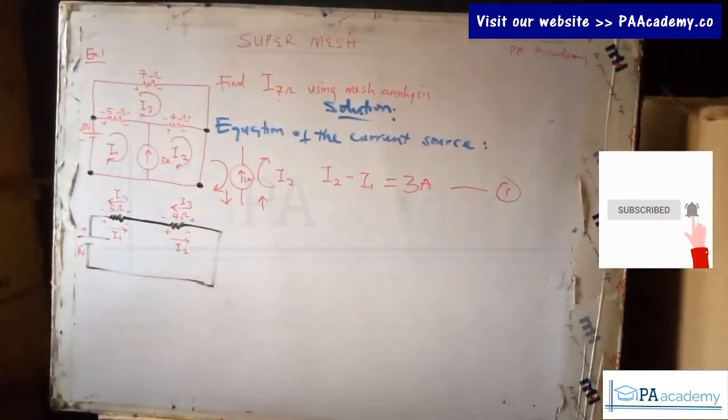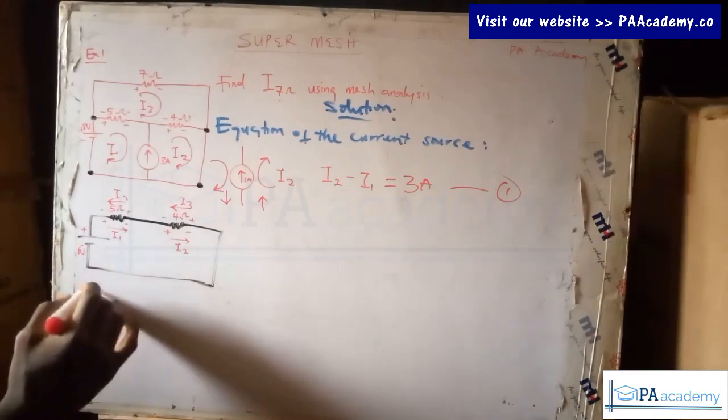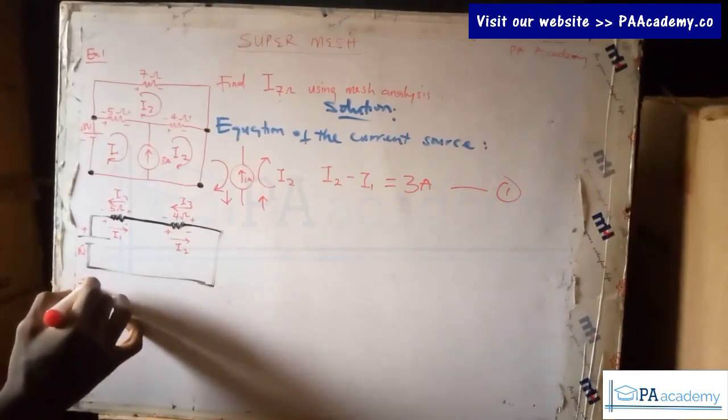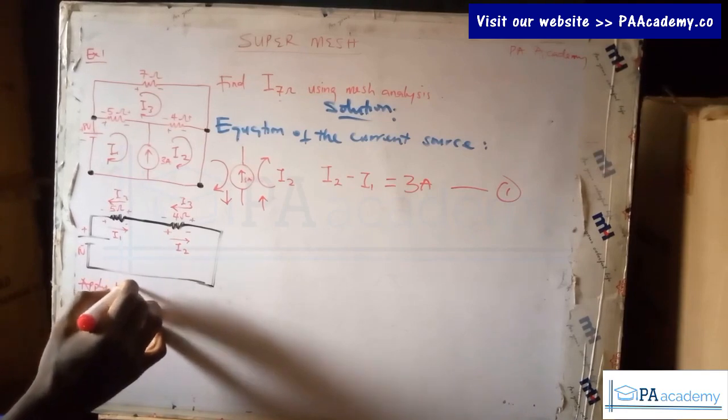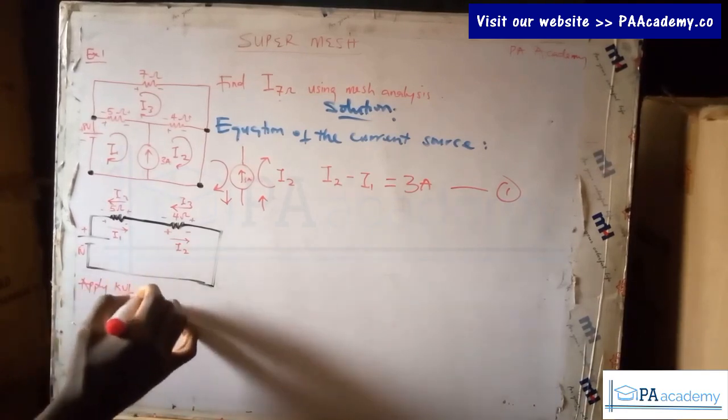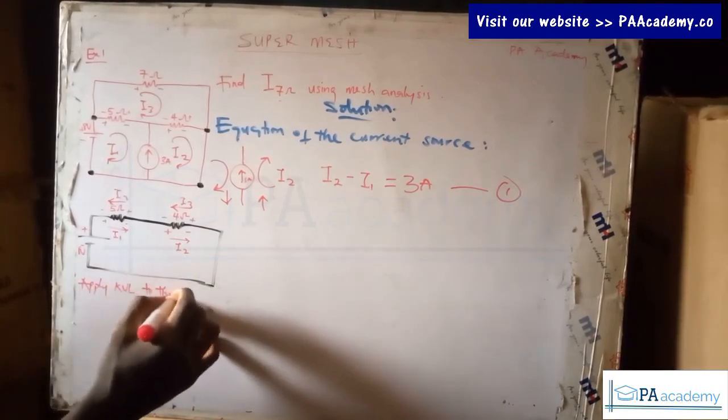Now let's apply Kirchhoff voltage law, which is KVL. So let me write it here. Apply KVL to the super mesh above.